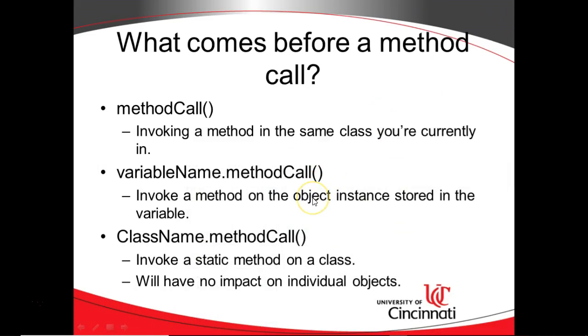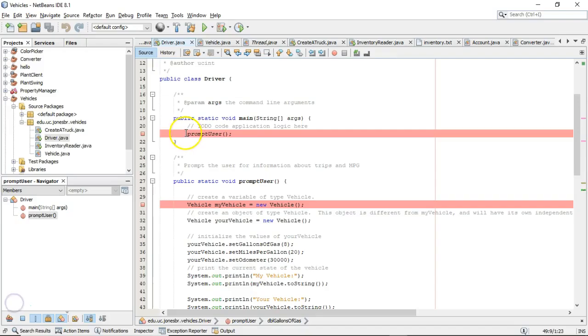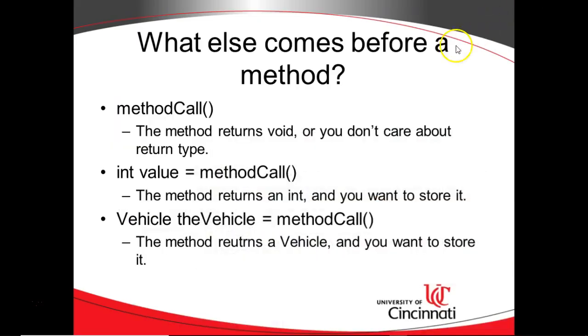So a couple of other permutations we'll have, and what I just explained is described on the next slide, where we take a look at what comes before a method. If we just have a method call like this, kind of like the promptUser method call we saw, so invoking a method but not assigning the return to a variable, that means the method returns void, or we just don't care about what it returns.